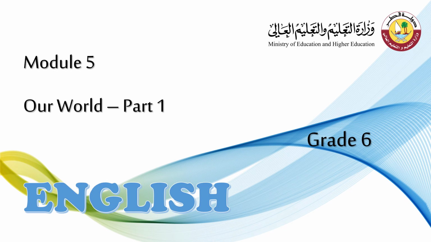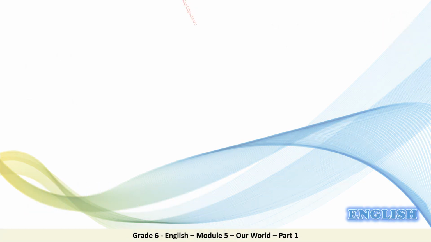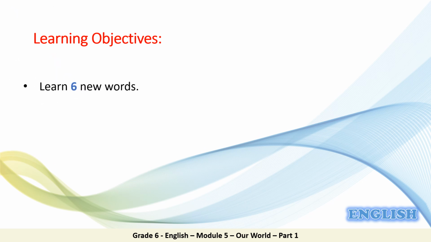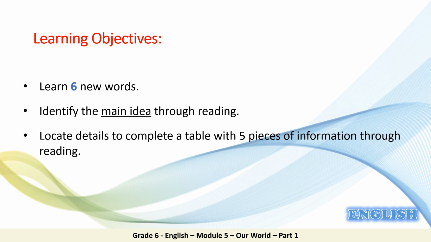Today's lesson is Module 5, Our World, Part 1. Our learning objectives for today's lesson are: number 1, to learn 6 new words. Number 2, to identify the main idea through reading. And number 3, to locate details to complete a table with 5 pieces of information through reading. Let's get started with our lesson.